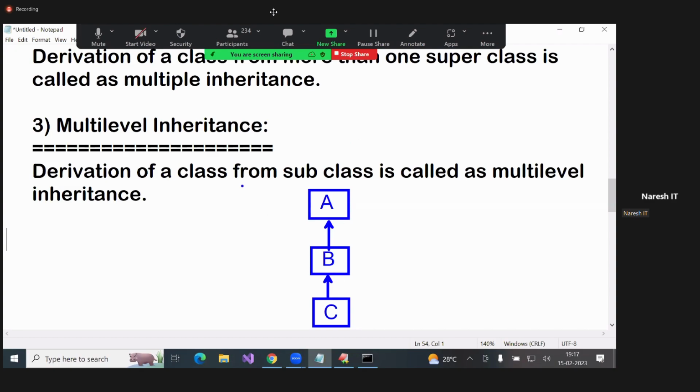Derivation of a class from a subclass. So C is derived from B. B is already a subclass, so already one level finished. It is one more level. That's what multi-level is. Is it over?